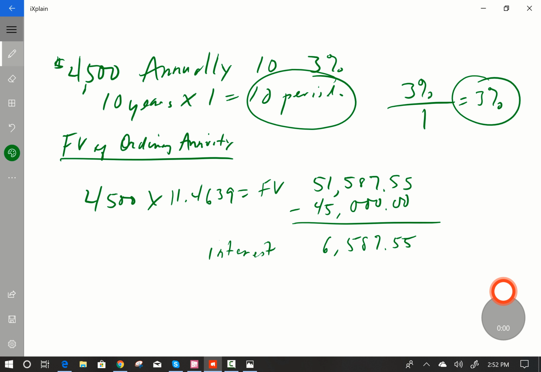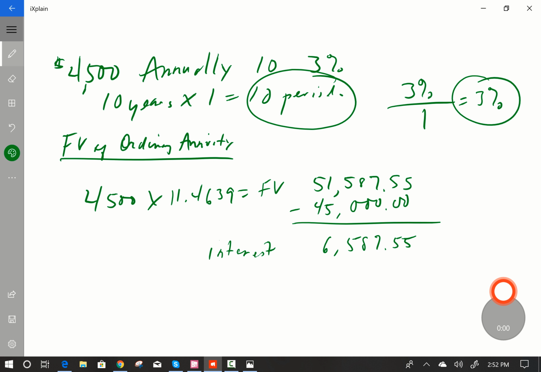First of all, let's go back and look at that first question. We deposited $4,500 annually, 10 times, or once a year for 10 years at 3% interest. And based upon the future value of this ordinary annuity, the $45,000 that we deposited became $51,587.55.